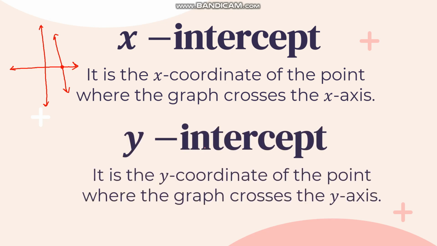For the y-intercept, it is the y-coordinate of the point where the graph crosses the y-axis. So it's now the y-coordinate. Let's say again you have the coordinate plane or Cartesian plane, and let's say we have this graph right here, just an example. And then at this point of intersection of the graph and the y-axis, we have to identify the y-coordinate of that point, and that will give us the y-intercept.